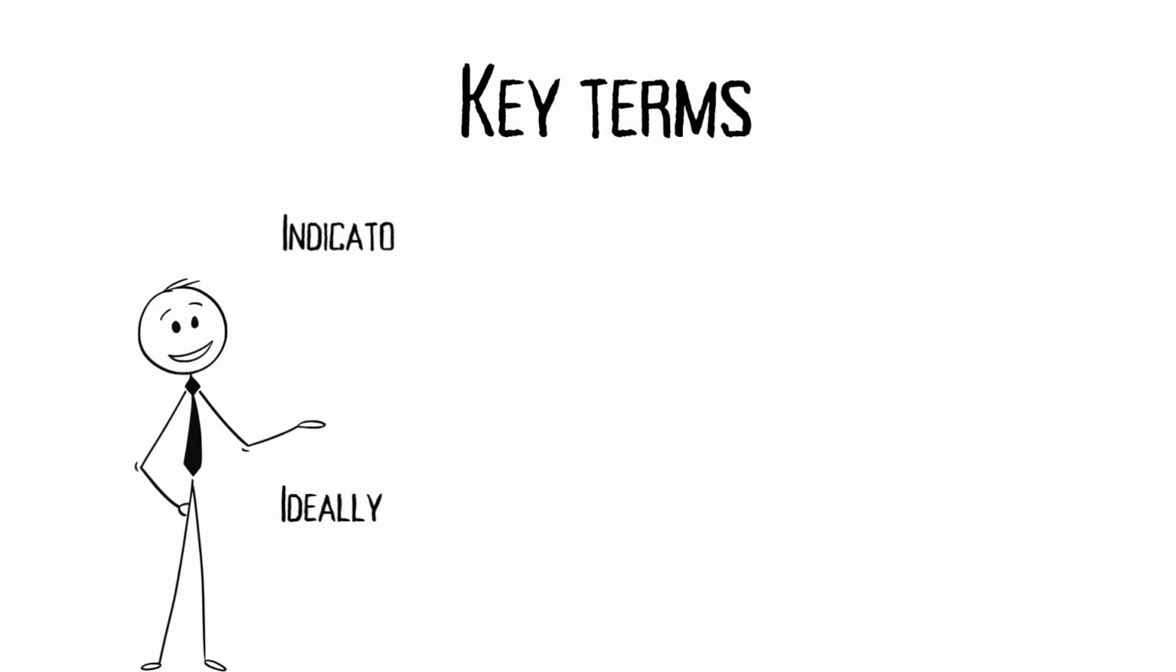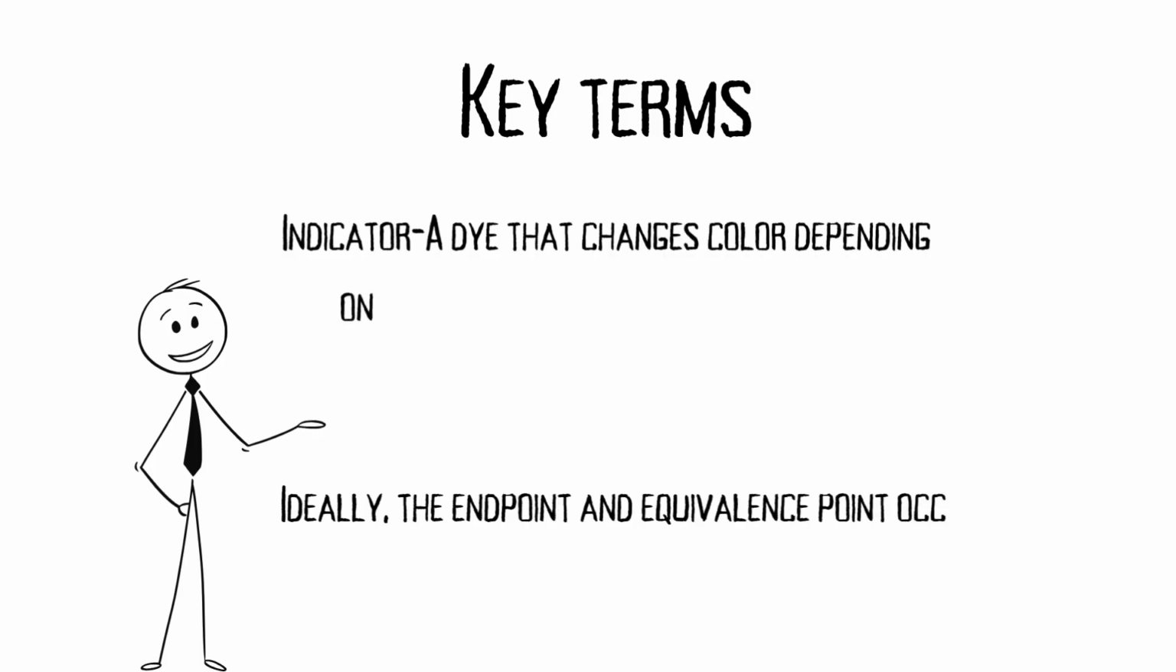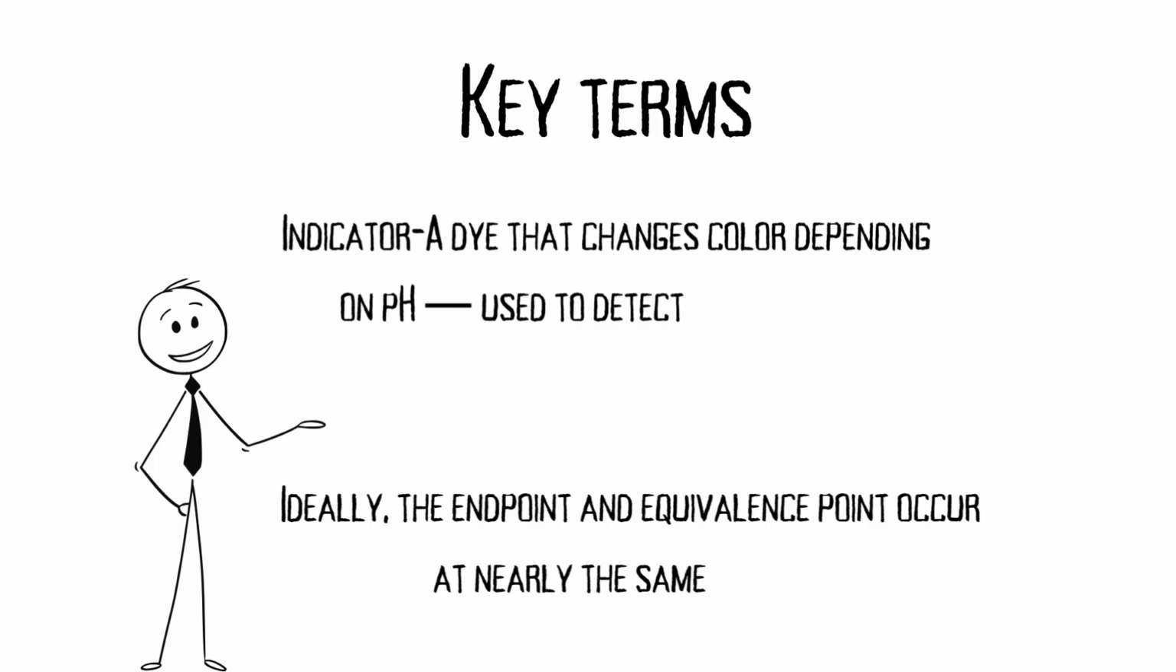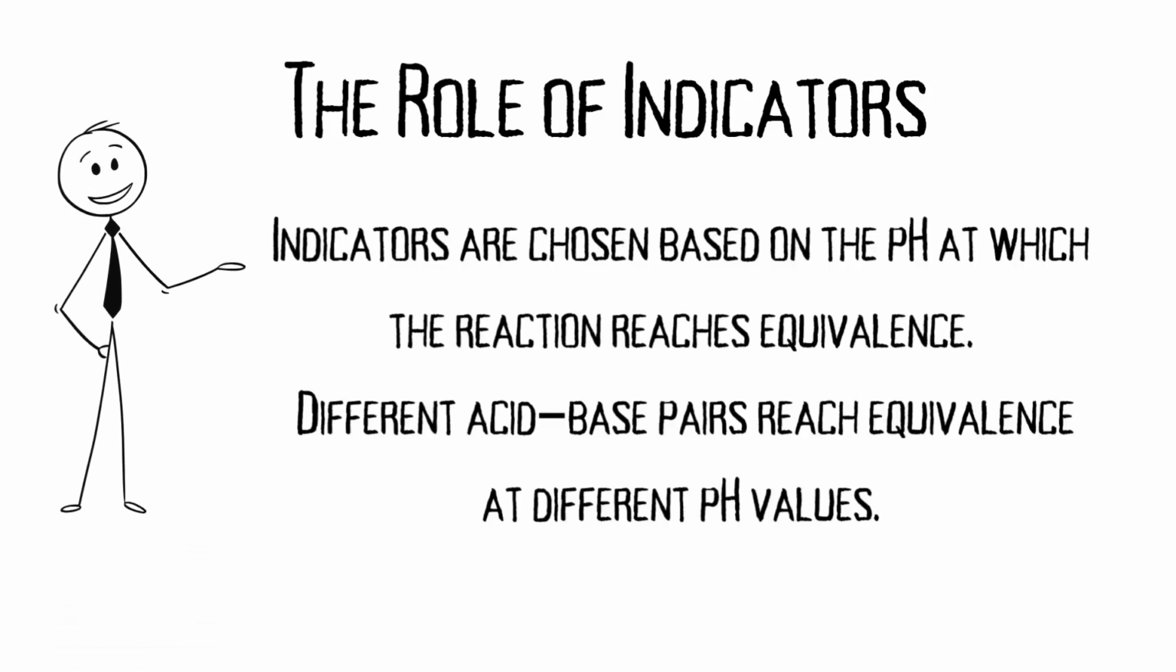Now, speaking of indicators, the indicator is a dye that changes color based on the potential of hydrogen. Our goal in any good titration is to choose an indicator so that the visible endpoint occurs at nearly the exact same moment as the chemical equivalence point. Ideally, as I said, they occur at the same time. This brings us to the crucial role of the indicator. You don't just grab one off the shelf. Indicators are specifically chosen based on the pH at which the reaction reaches equivalence. Remember, different acid-base combinations neutralize at different pH values.